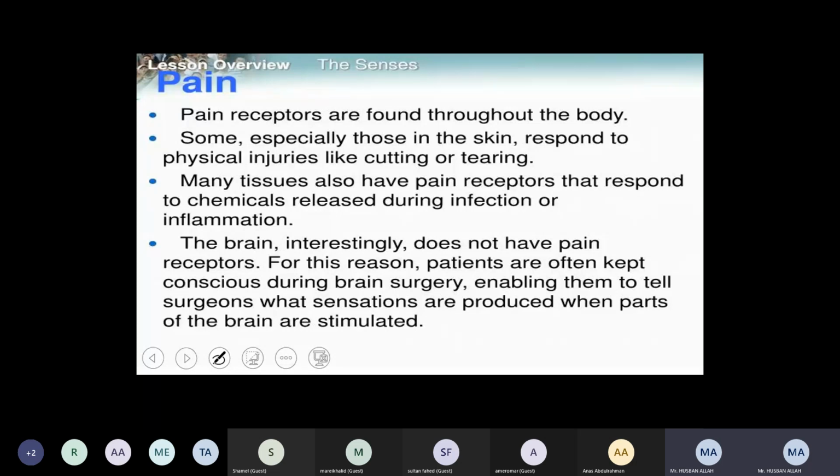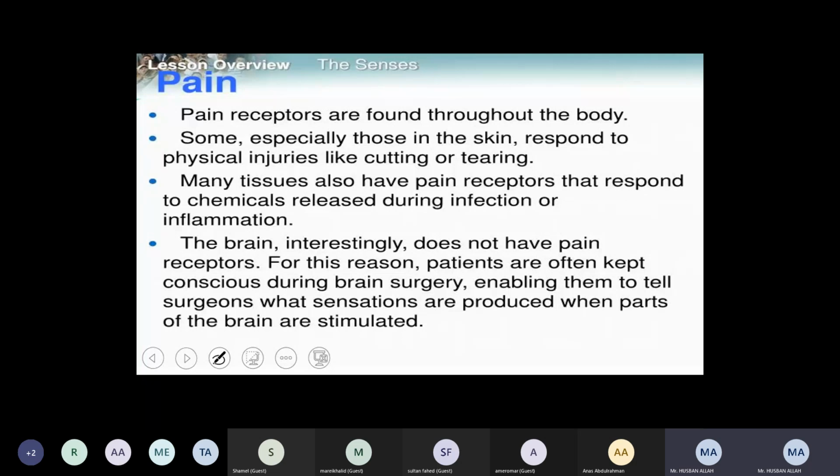The brain, interestingly, does not have pain receptors. For this reason, patients are often kept conscious during brain surgery, enabling them to tell surgeons what sensations are produced when parts of the brain are stimulated. So in the brain we do not have any pain receptors. For this reason, patients are often kept conscious during brain surgery.